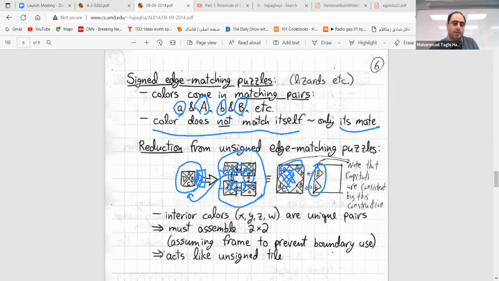So this problem can now solve the unsigned edge matching. It means that it is hard. As I mentioned, these are the unique colors. We need to assemble two by two pieces, and it acts like an unsigned tile.